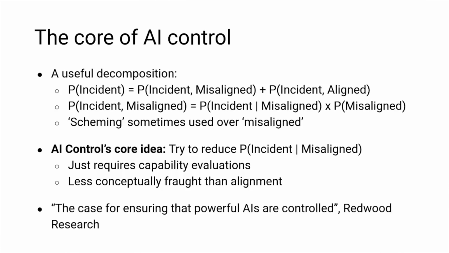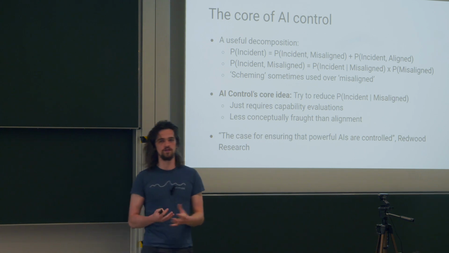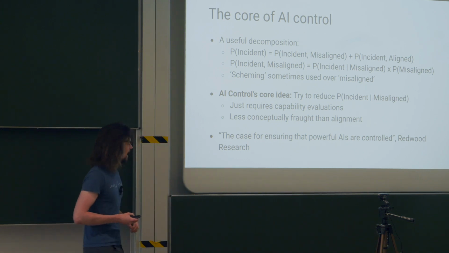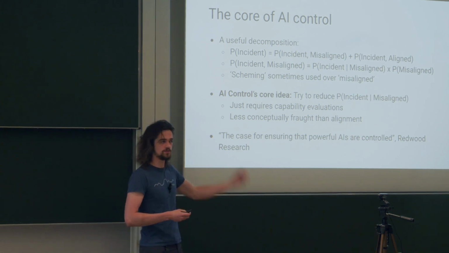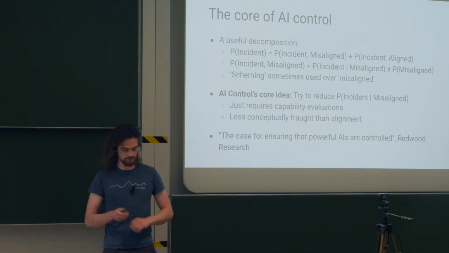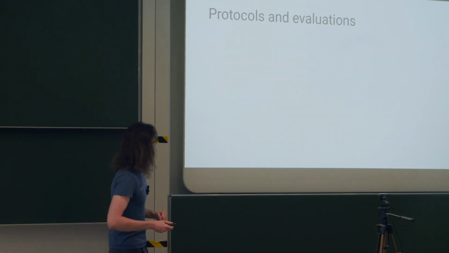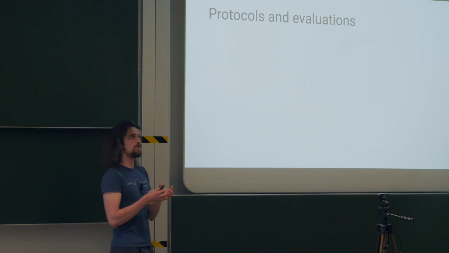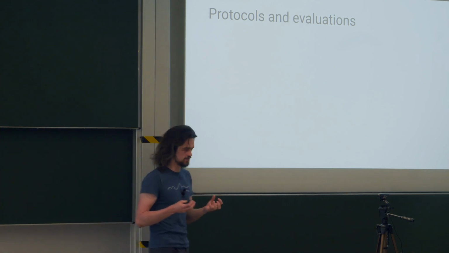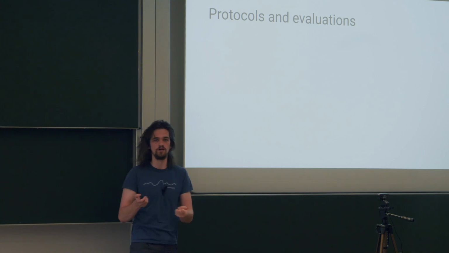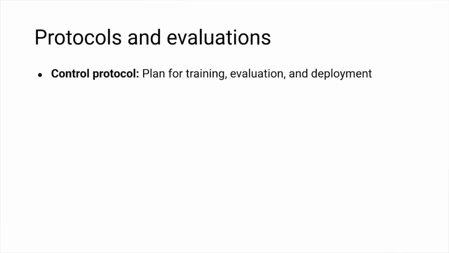If you would like to read more about this, there's a post, The Case for Ensuring That Powerful AIs Are Controlled, by Redwood Research. Redwood are the main people behind AI control, and they go into a lot of detail about the assumptions they're making and how they see this having an impact. The AI control idea is built up of two components. The first is control protocols, which is essentially a plan for training, evaluation, and deployment.